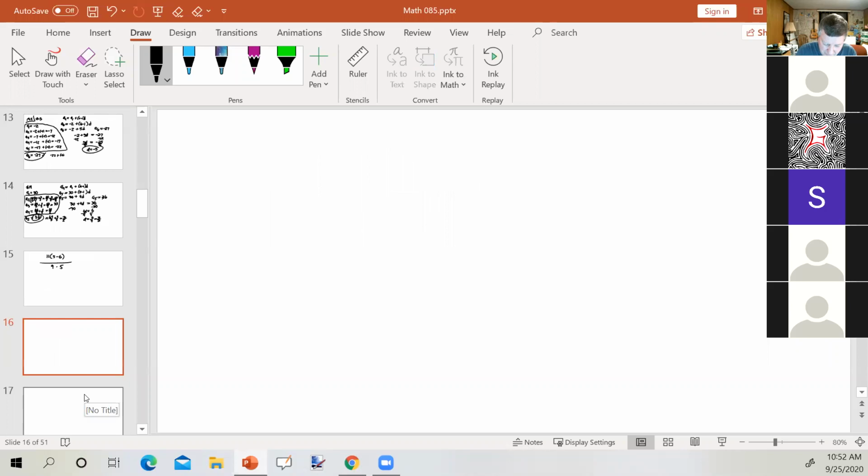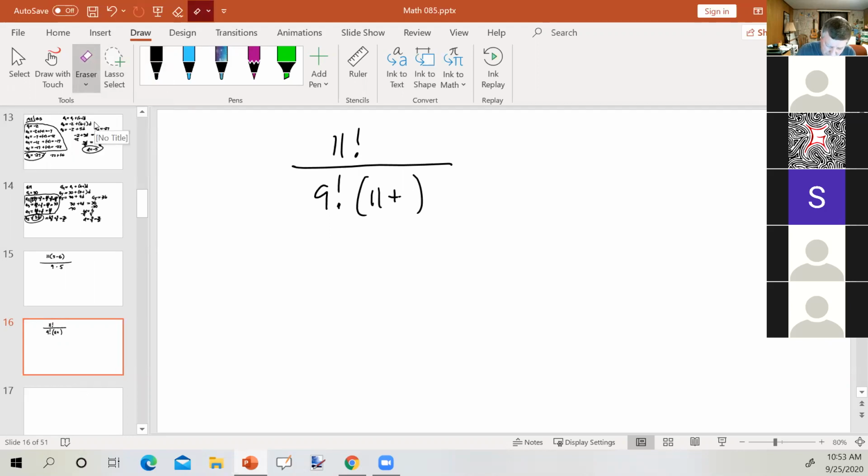It's 11 with the exclamation point. So 11 factorial over 9 factorial, and then in parentheses, 11 minus 9, sorry, and then also factorial. So it's like that, and that's the complete problem. Yes. All right. So this takes us back to actually section 14.1, I think it is, right?